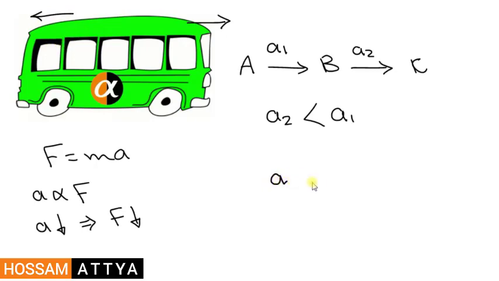Now the acceleration from the same equation is inversely proportional to the mass. So if the acceleration decreases, this means that the mass increases. In case of the bus, the mass would increase if there are more passengers in the bus. But we need to put in mind that the driver is using the same force, even though there are more people on the bus. This is why when the mass increased, the acceleration decreased.